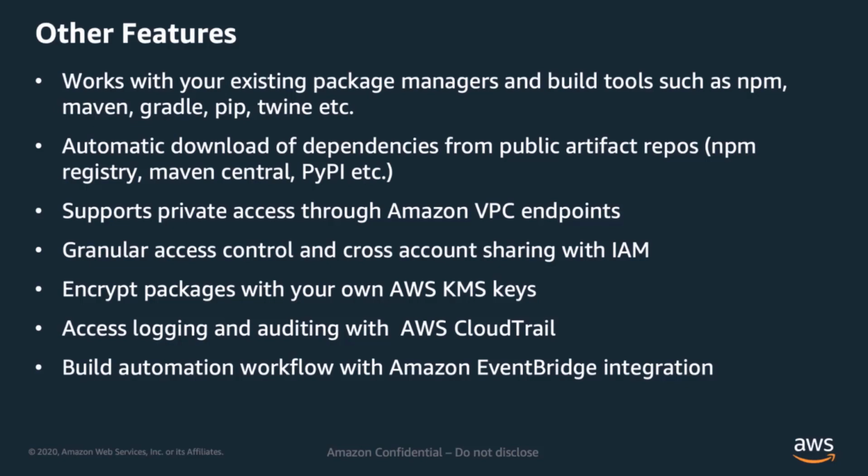We also offer this feature that I mentioned before that automatically downloads dependencies from public artifact repositories, such as the npm registry, npmjs.org, Maven Central, PyPI, things like this. You can enable or disable this feature however you want. You can say, okay, you can only pull in packages from npm and Maven Central, but not PyPI, or any combination of those that you want. And you have full control over how these packages come in.